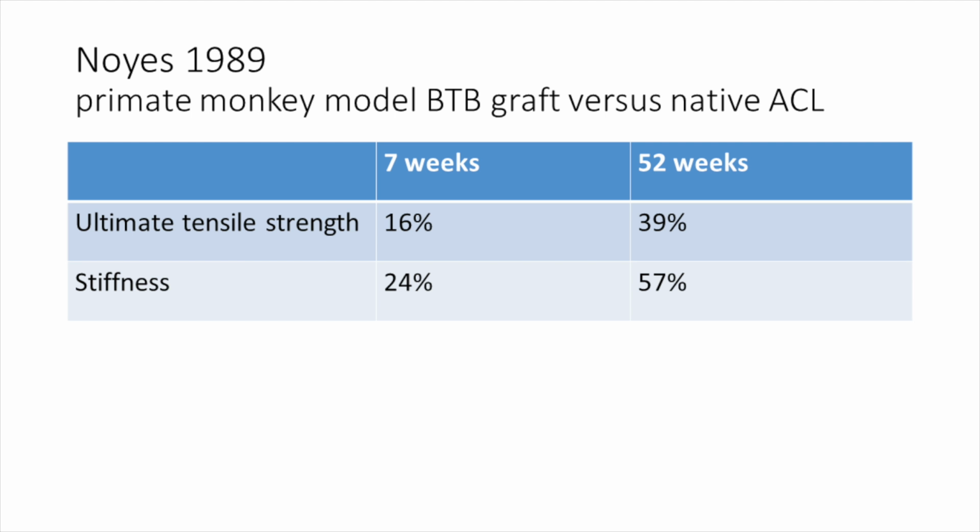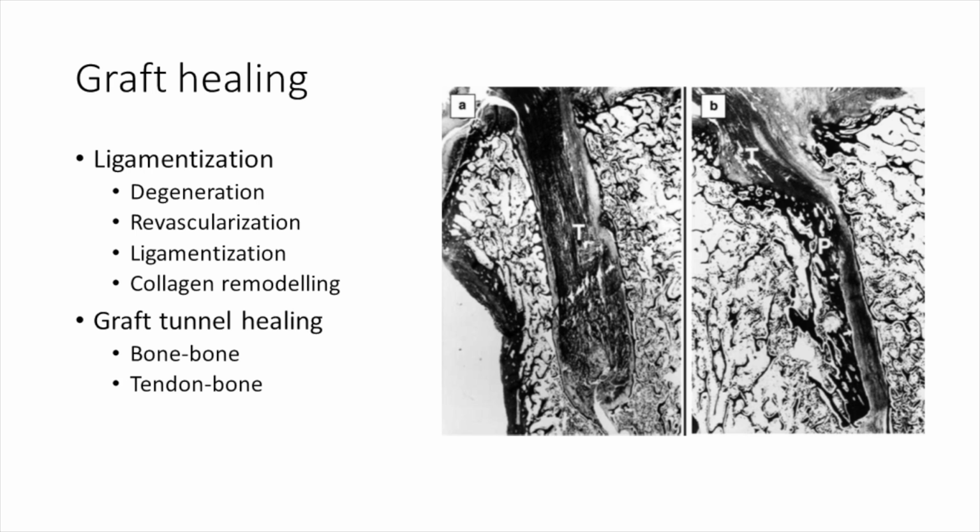Noyes in 1989 in a monkey model showed that at 7 weeks, the ultimate tensile strength and the stiffness of a bone-patella-bone graft had dropped to less than 25%, and those had recovered to nowhere near 100% by a year. This is because of the graft healing mechanism. The graft itself needs to undergo a process of ligamentization, where the donor cells are replaced by host cells, and the graft needs to incorporate into the tunnel.